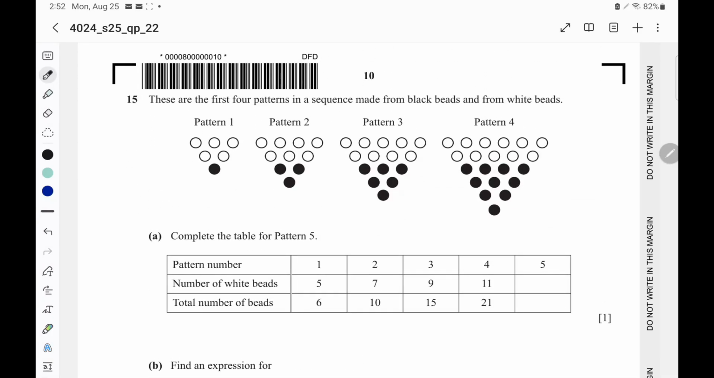Here, these are the first four patterns in the sequence made from black beads and from white beads. So this is a sequence question. Complete the table for pattern 5. So 5 and 7, so that's 5, 6, 7. The difference is coming as two, and then I'll have to add again two. 11 plus 2 is 13. Now 6 and 10 is 4, then 5, and then 15 and 21 is 6, and I'll have to add 7. 21 plus 7 is 28.